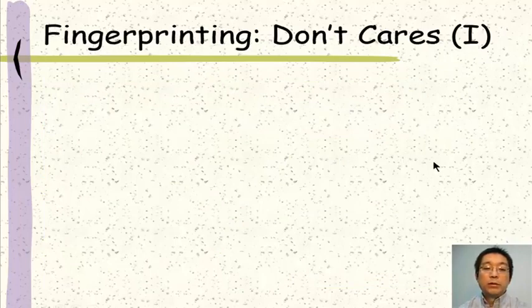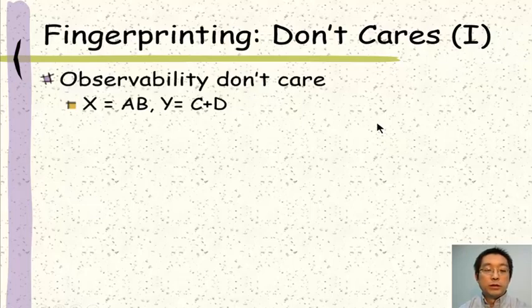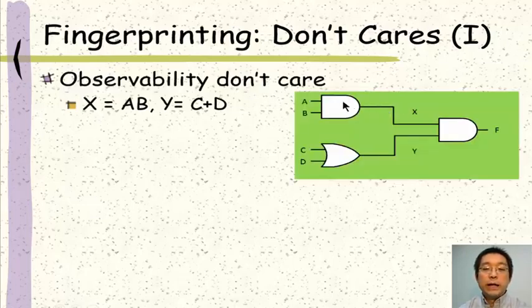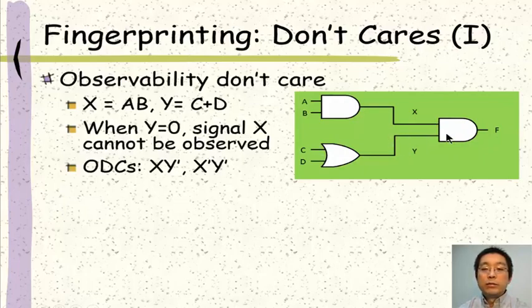The final examples are on how to utilize don't care conditions to generate fingerprinted copies. We first consider the observability don't cares in the following circuit, where X is the AND of A and B, Y is the OR of C and D, and output F is the AND of X and Y. In this case, we see that when Y is 0, signal X cannot be observed from output F. Therefore, we know that Y equal to 0, X equal to 0, and Y equal to 0, X equal to 1 are the observability don't cares.